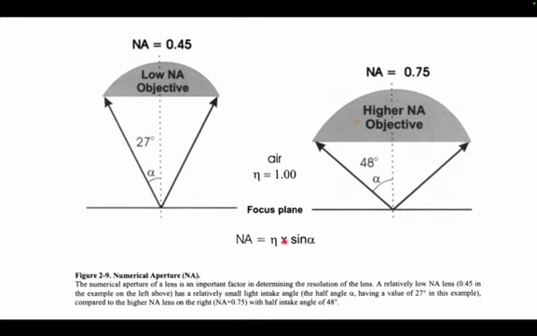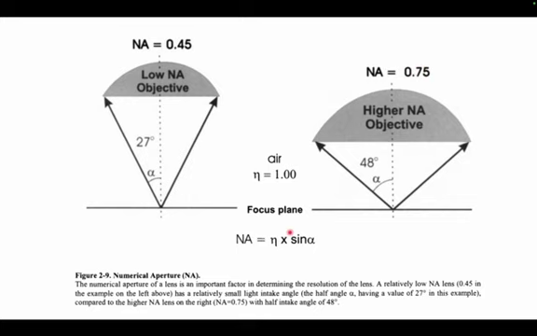So the numerical aperture is called nu, which is the refractive index of this medium. For air, nu is 1, multiplied by sine alpha, which is this angle. And obviously you can see as we increase this angle, the numerical aperture of the objective is going to increase, right? So this has an NA of 0.45, this has an NA of 0.75.